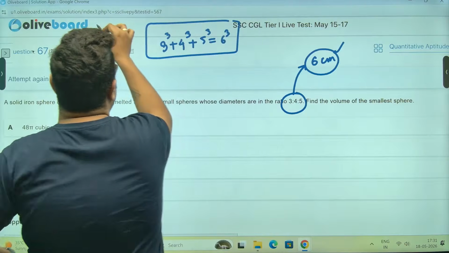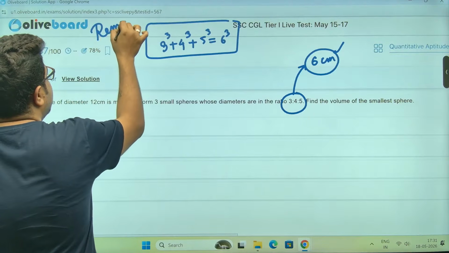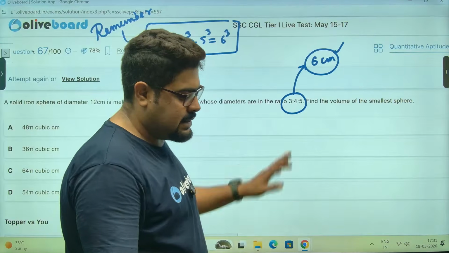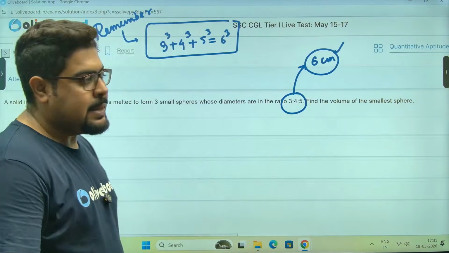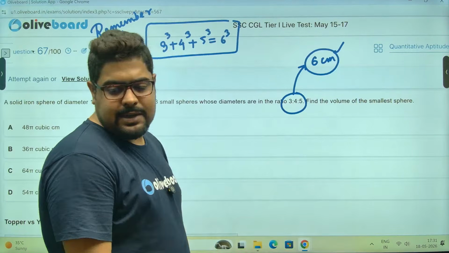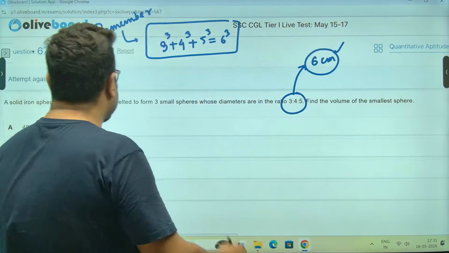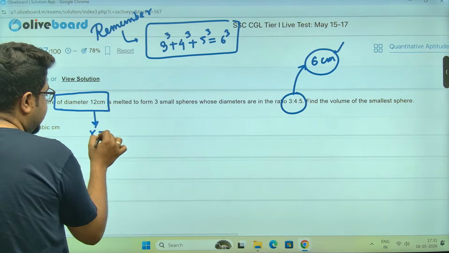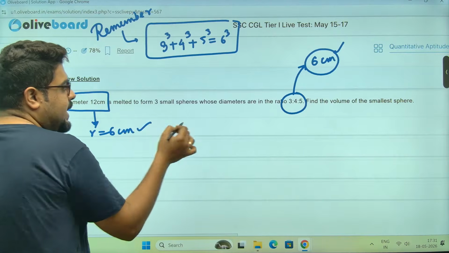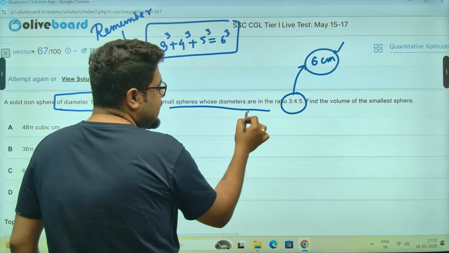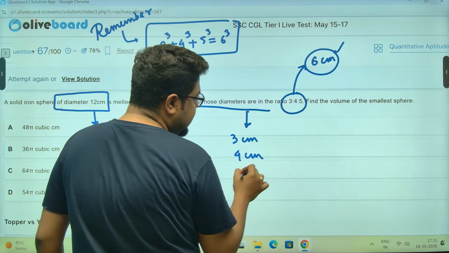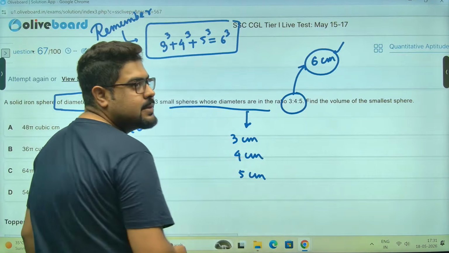Please remember this. If you have practiced enough, you should remember this by now. This is 6 cube directly. So meaning 3, 4, 5 centimeters if you take, you will directly get 6 centimeters. Diameter 12 centimeter, meaning radius itself is 6 centimeters only. Meaning these 3 small spheres having radius 3 centimeters, 4 centimeters, 5 centimeters directly.